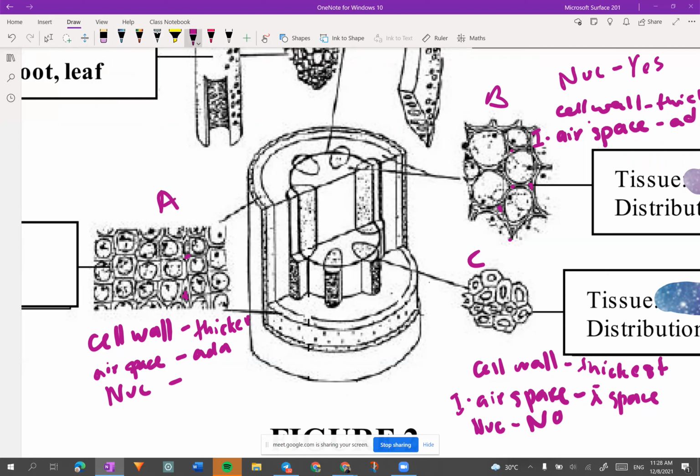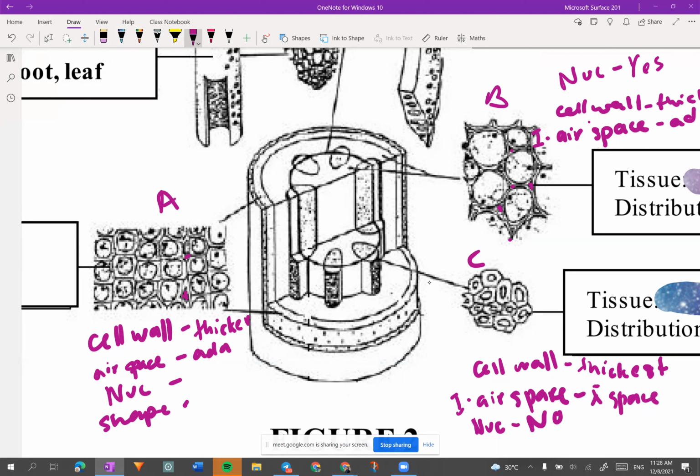Last kali, bentuk. Shape. Shape A macam mana? What do you think? Polygonal, isodiametric? Dua ni je. Polygonal atau isodiametric? Mana satu yang you rasa? Polygonal. Okay, isodiametric tahu tak maksudnya apa?